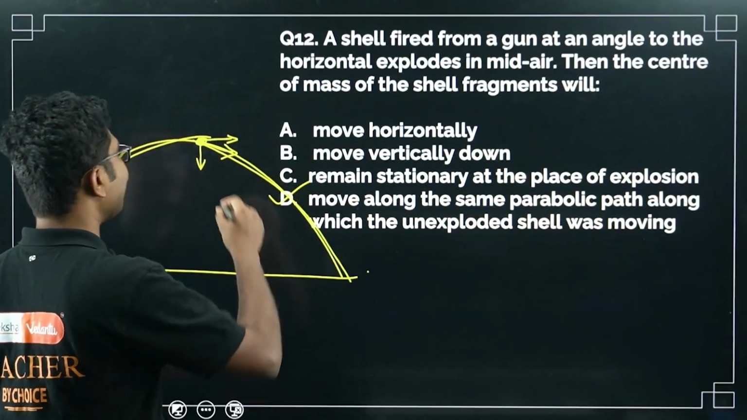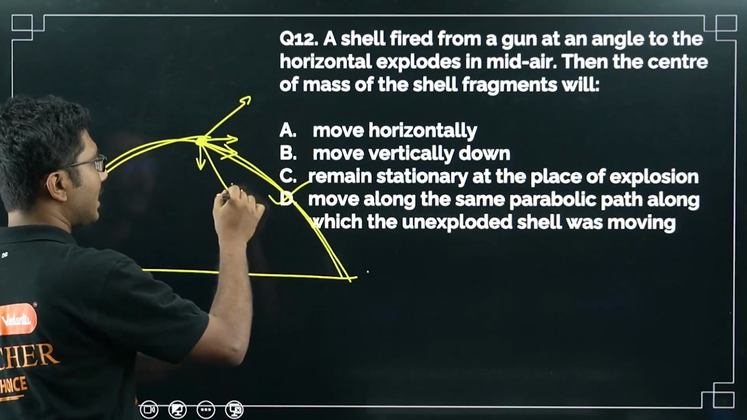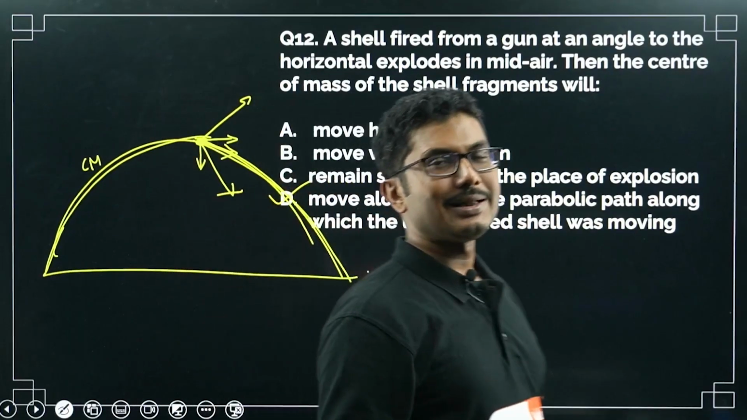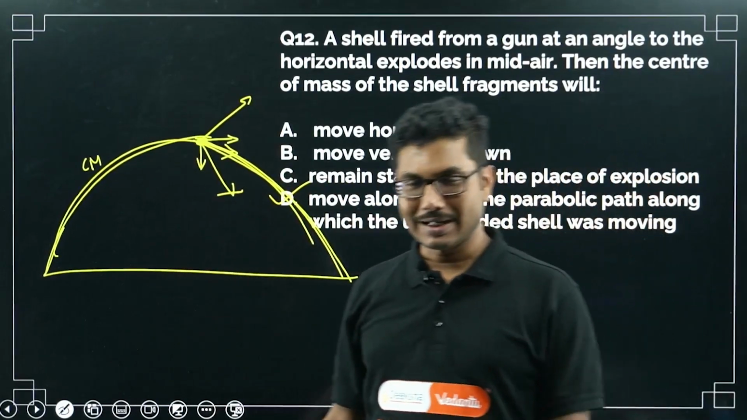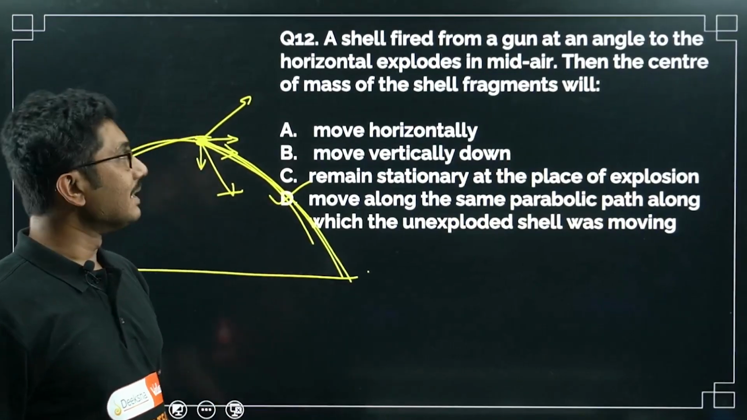So basically, what does that mean? One piece will go in this direction, and the other piece will go in this direction, so that the resultant momentum will be along this parabolic path. That is the basic meaning. If you understand the basic meaning, then this kind of problem becomes easy.